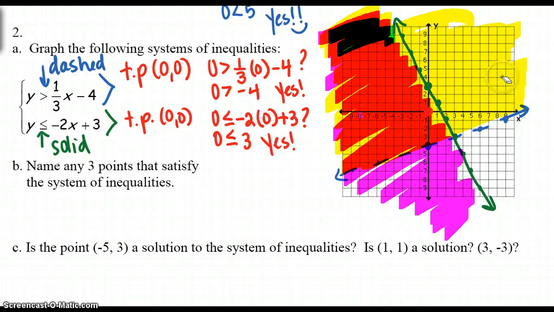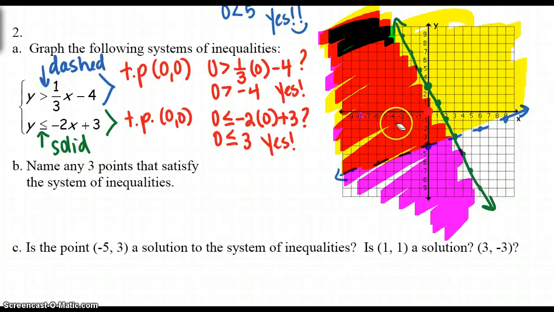Do you notice where the yellow and the fuchsia, or whatever color this is, intersect? It creates a red area. Well, this red area right here are all of the solutions. These are all the values that satisfy this inequality and satisfy this inequality.